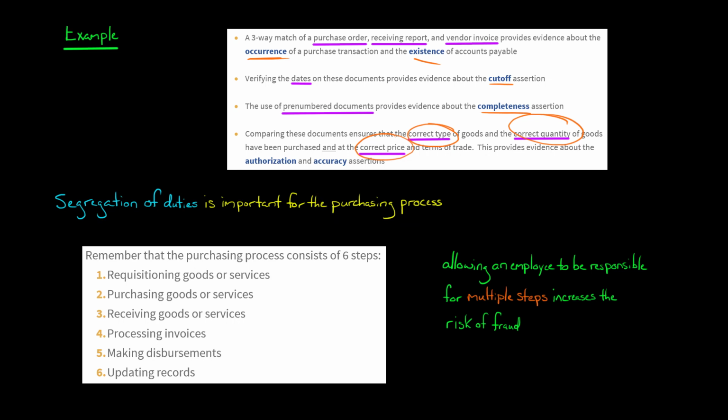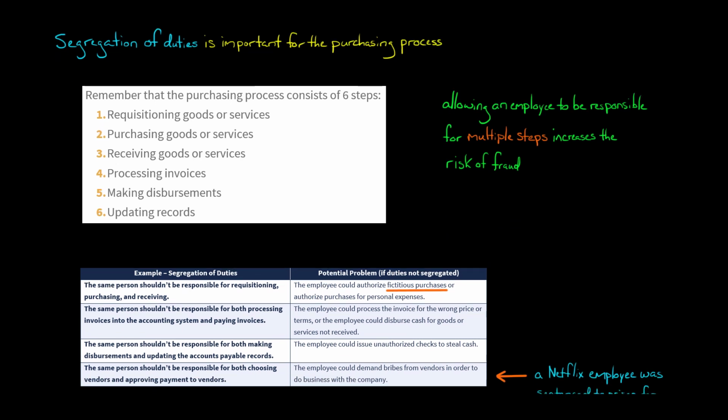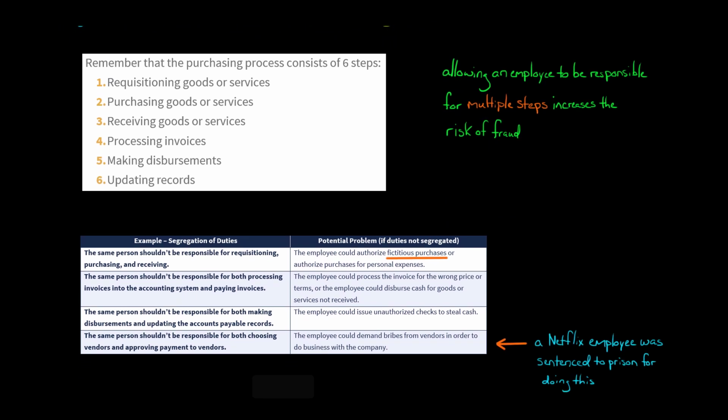So again, I already showed you this before, but there are 6 steps in the purchasing process, and from a perspective of wanting strong internal controls, you don't want the same employee having responsibility for multiple steps here. If you allow the same employee, for example, to be in charge of 4 or 5 of these steps, that makes it easier for them to commit fraud. So you want to avoid that. That's what we're talking about with segregation of duties. I'll just give you a couple of examples.